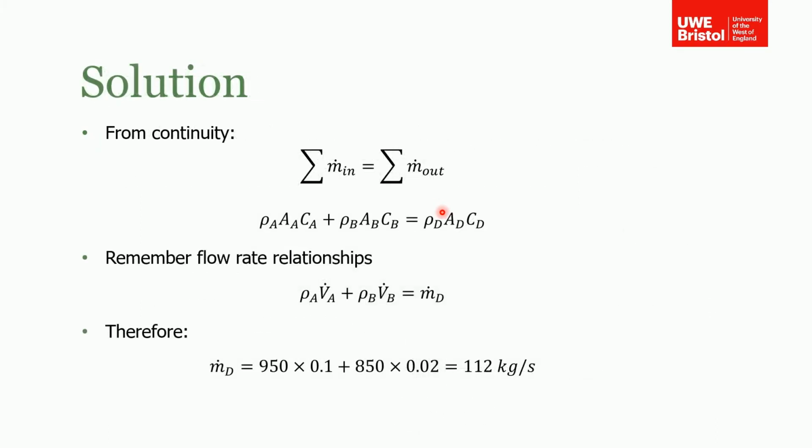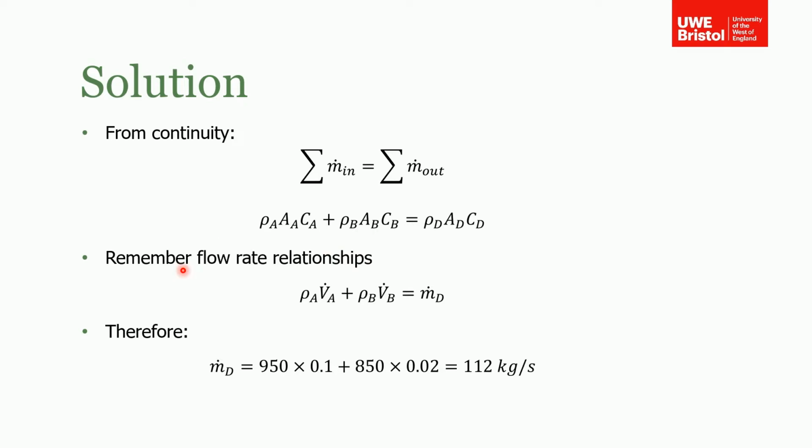So basically we need to use the continuity equation to solve this. So we know from continuity that the sum of all the mass flow rates going in has got to equal the sum of the mass flow rates going out. So we've got pipe A and B going in, pipe D coming out. So therefore the density times the area times the velocity for each pipe, if you sum those two up, has got to equal what's coming out.